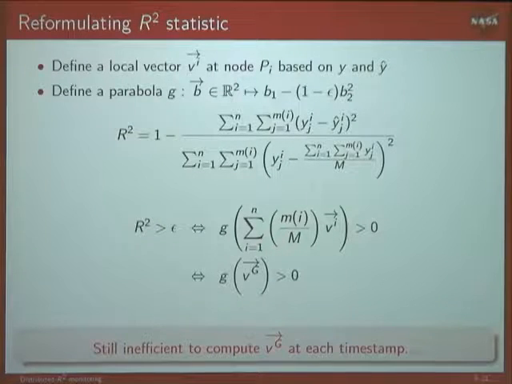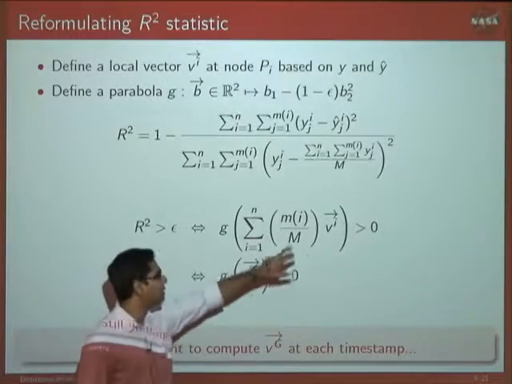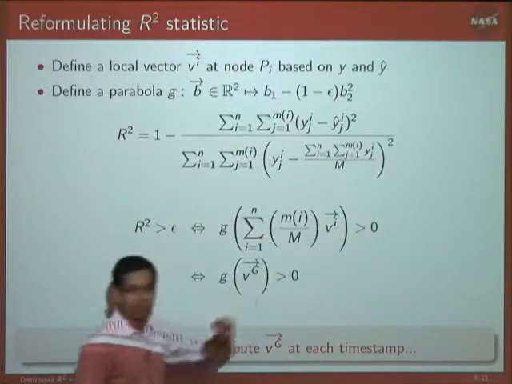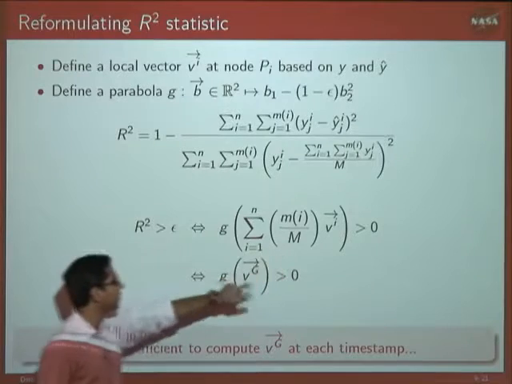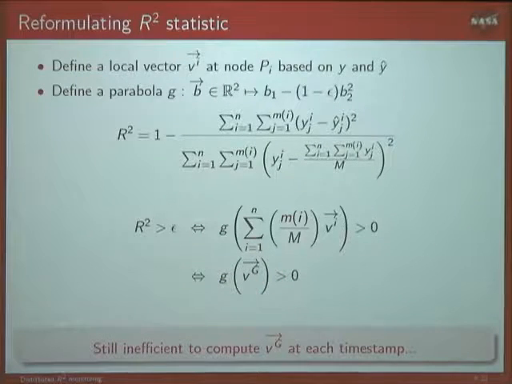Still, it's inefficient to compute Vg at each time step. What I've proposed here is that at every time step you can compute these Vi's, gather them, do this sum and see whether it's inside the parabola, but that's no different than gathering the whole data essentially.